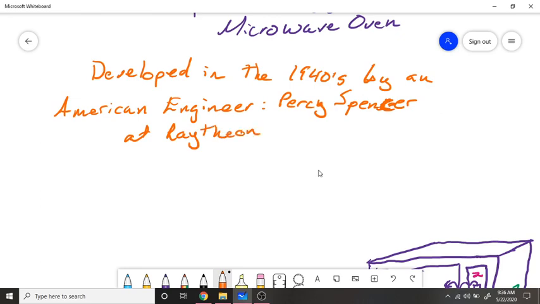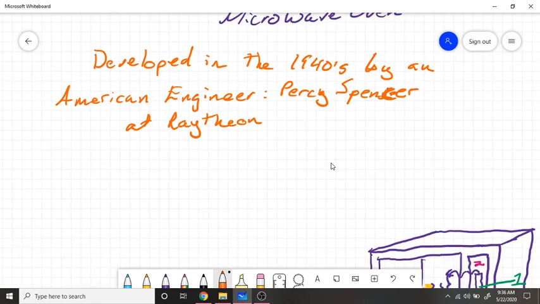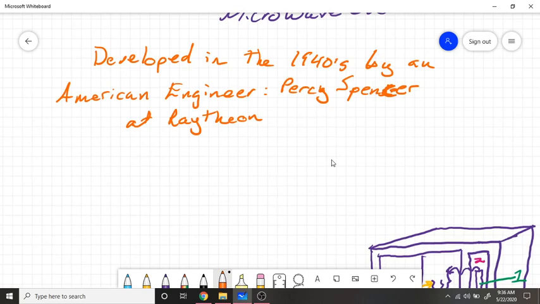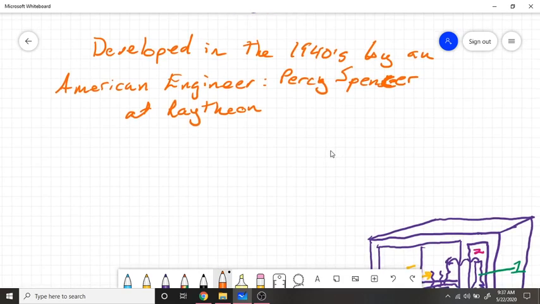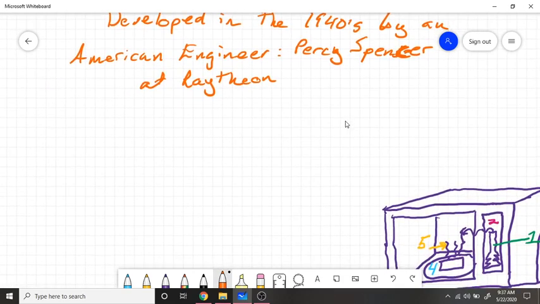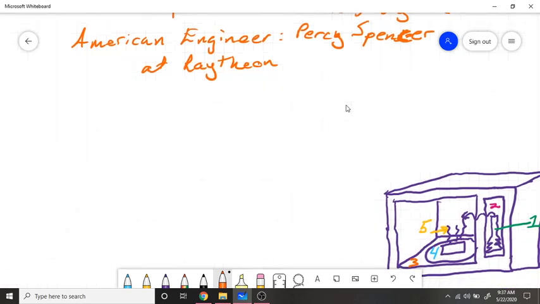during World War II, and they were working on developing better radar. And the story goes that one day Percy had a Hershey bar in his pocket, and he was walking past one of the components that he was working on called a magnetron, and it melted the chocolate bar in his pocket, and he thought, I wonder if this could be used for cooking.